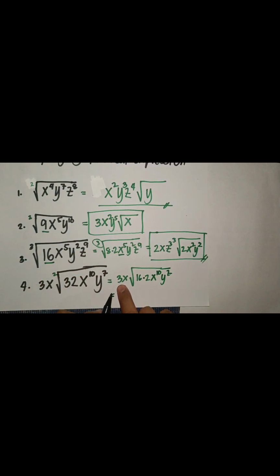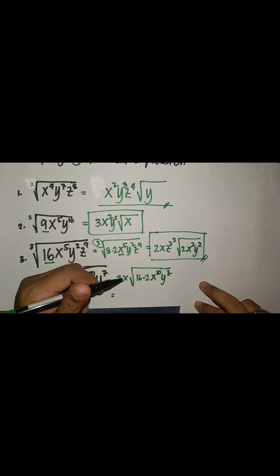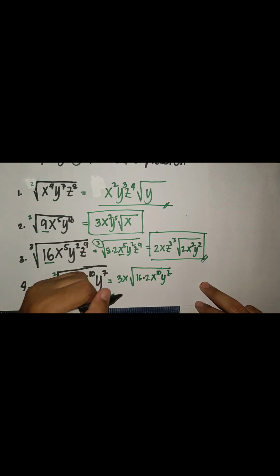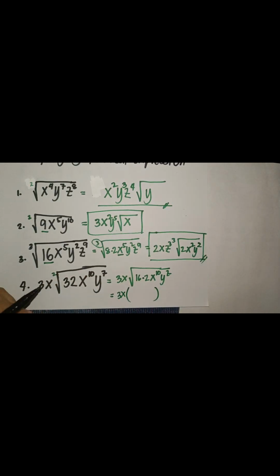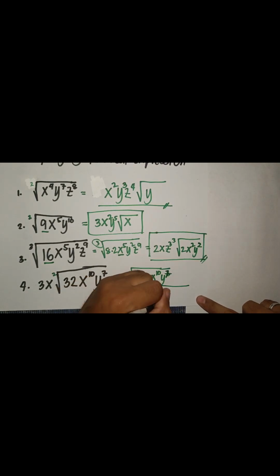And then always copy first the number or variable or terms outside the radical symbol, so 3x. Then whatever the result here will be multiplied to 3x. Now square root of 16 is 4, so write 4. So 2 will remain inside the radical symbol. So square root, then 2, because 2 is not a perfect square.